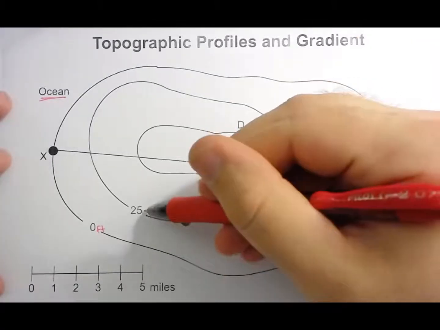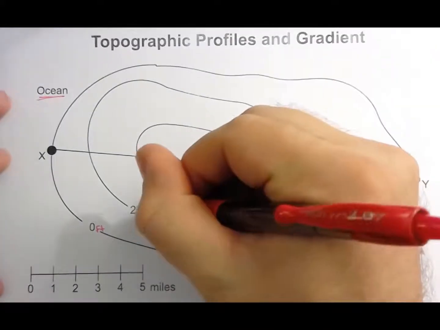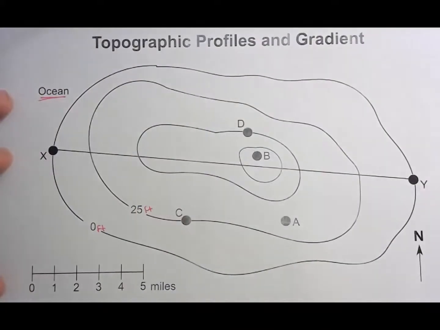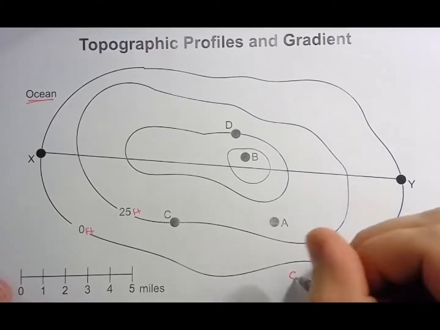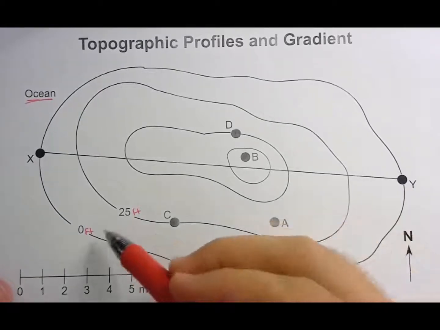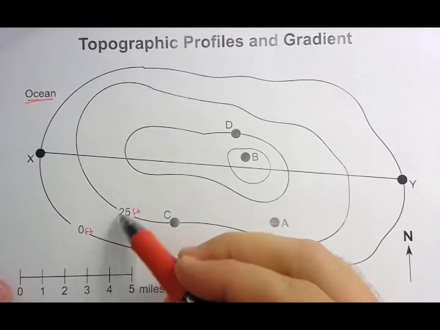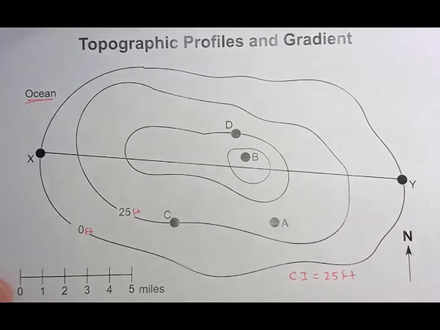The map is labeled here. The next contour line is labeled as 25 feet. Okay. Based off of that, we can figure out our contour interval. So for this particular map, our contour interval, which is the change in elevation between adjacent contour lines, is 25. So our contour interval is 25 feet.